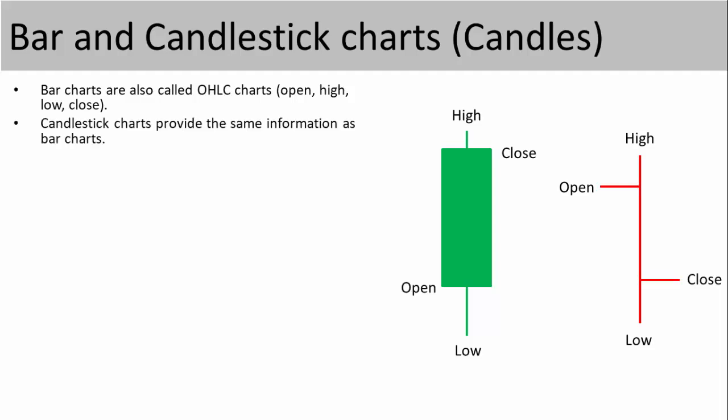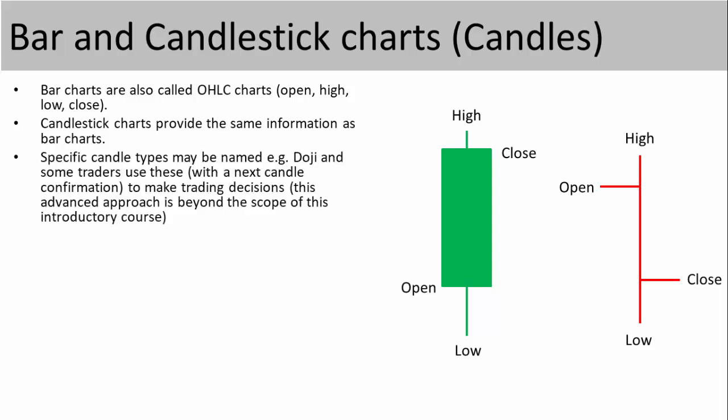Candlestick charts provide the same information as bar charts, and you'll see on the diagram on the left, we've got again the open, high, low and close. The difference with candles is you've got the difference between the open and the close filled in. This is termed the candle body. In this case, you'll see the close was higher than the open, so this is a bullish candle. There are some specific candle types that have names attached to them, for example the doji, and some traders use these along with what happens with the next candle to make trading decisions.